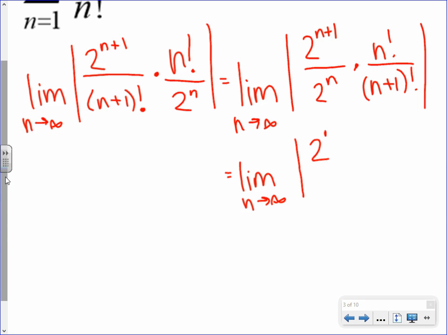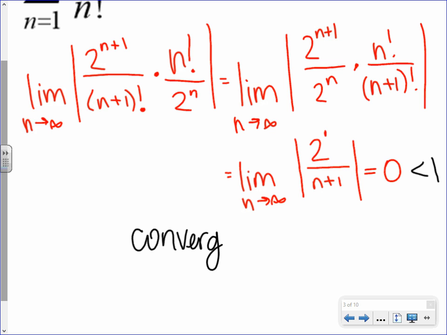Okay? n factorial over n plus 1 factorial. We have an n plus 1 in the denominator. The limit goes to 0, which is less than 1. So it converges by the ratio test.